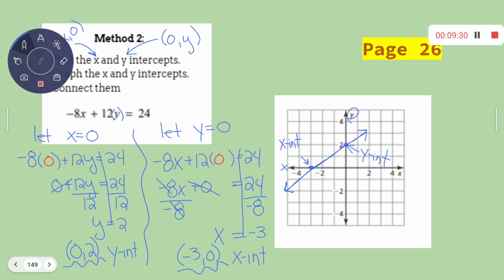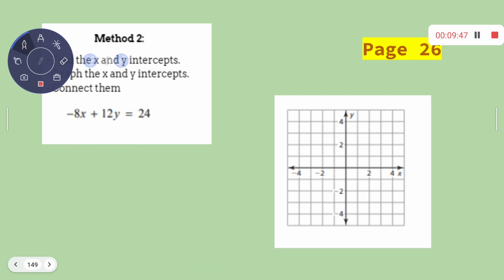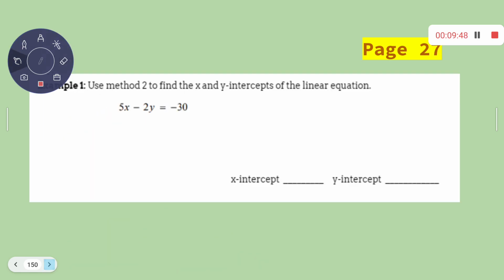So those are the two methods when you have standard form for graphing the line. Some of you might prefer to put it in slope-intercept form. Some of you might prefer to find the x and y intercept. All right, let's look at the next example.